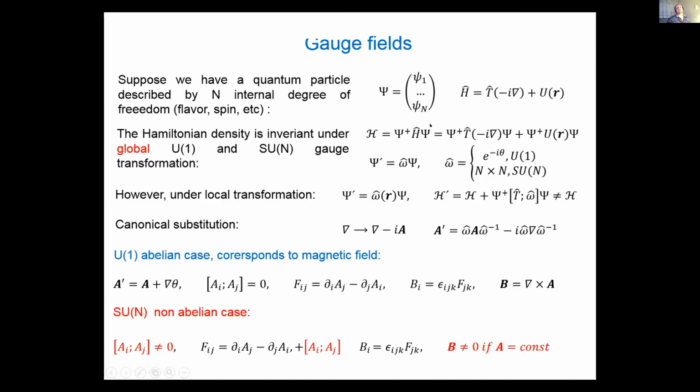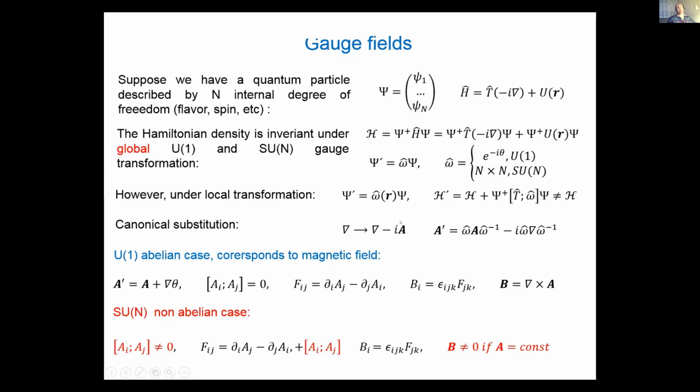Then we can construct the Hamiltonian density, just calculating psi cross h psi. And then we can note that if you make a global transformation of this type, global means that we multiply the wave function by omega, and omega can be just a phase factor or an n by n unitary matrix, then the Hamiltonian density will not change. But if you do the same type of transformation and make it local, local means that omega will now depend on the coordinates, then the Hamiltonian density under this local transformation, known as local gauge transformation, will change, because the kinetic energy term contains the differentiation operator, and this operator will not commute with omega if omega is r-dependent.